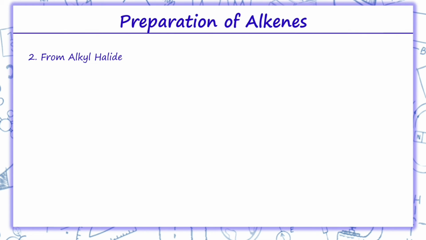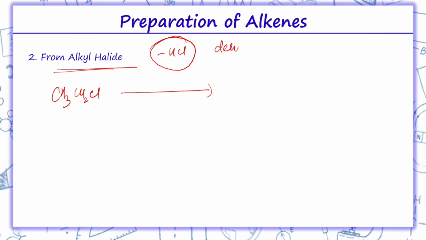Coming on to preparation from alkyl halides. Like we have CH3CH2Cl. Basically we have to remove HCl from here. Therefore we call this reaction dehydrohalogenation, because hydrogen and halogen are removed from the reactant, and this is also known as beta elimination.